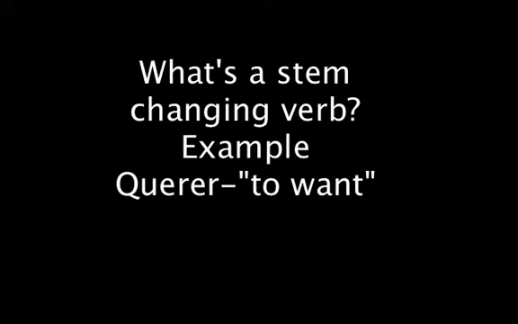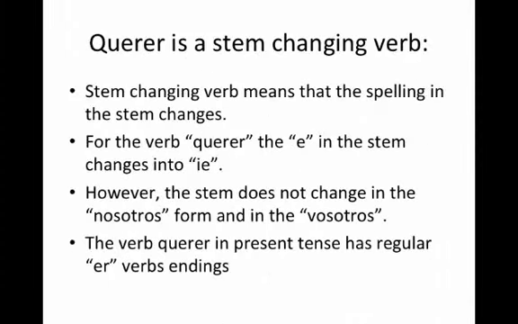What's a stem changing verb? We're going to show you what it is using the example of querer. Querer means to want. The verb querer is a stem changing verb. Stem changing verb means that the spelling in the stem changes. For the verb querer, the E in the stem changes into IE.